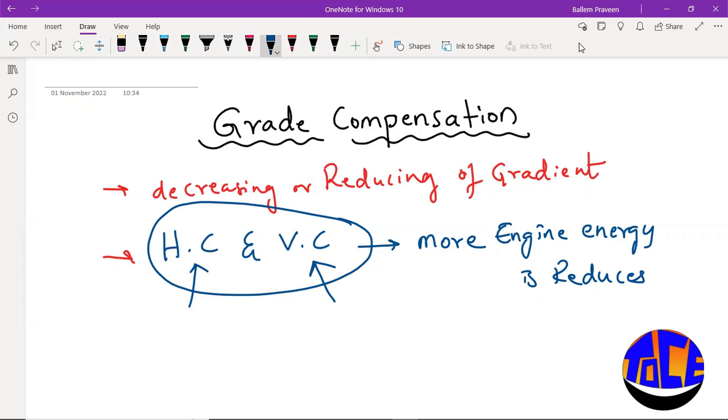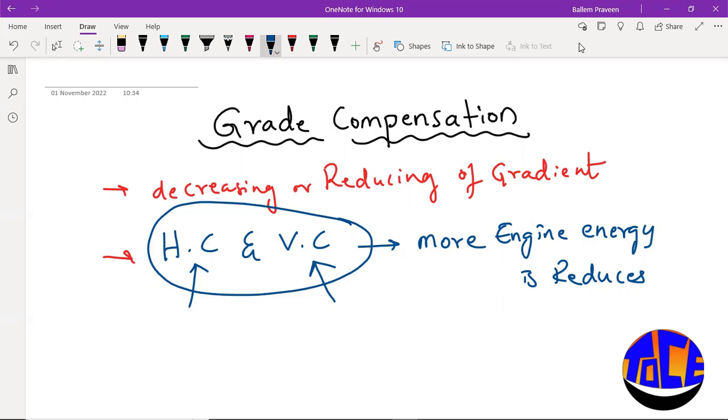So since the engine energy is reducing a lot because of these two curves coming at one place, ఈ రెండు కర్వ్స్ ఒక్కసారి రావడం వల్ల ఇంజిన్ ఎనర్జీ ఎక్కువ రెడ్యూస్ అవుతుంది కాబట్టి, we are providing some relaxation by reducing the gradient.